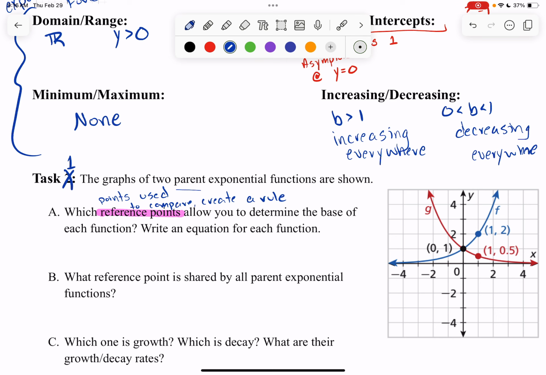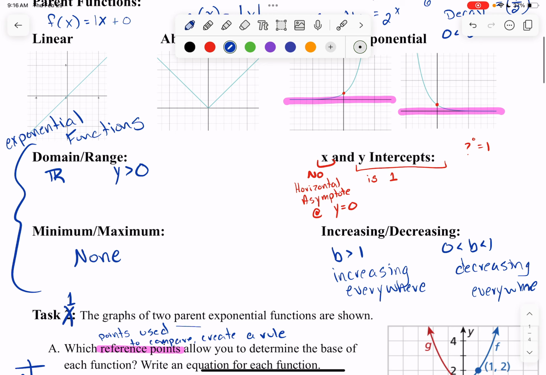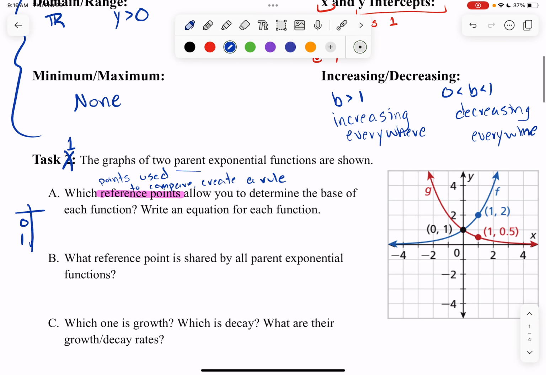For example, the most common reference points on exponential functions, if we were to create a table, are the 0 and the 1, when I input 0 and I input 1. Well, we know that anything to the 0 power is 1, so this first point is always going to be 1, unless we move the function. If we move it up, down, left, or right, it's going to change that y-intercept. So that is a reference point that we use to determine if my function's been moved up or down.